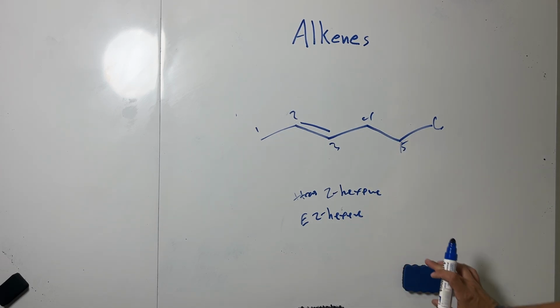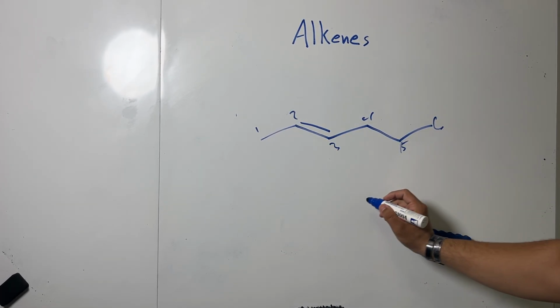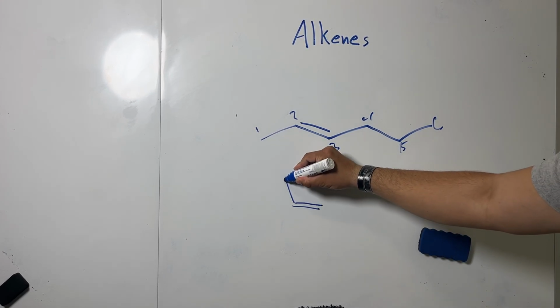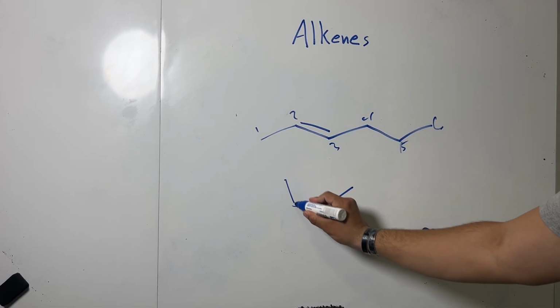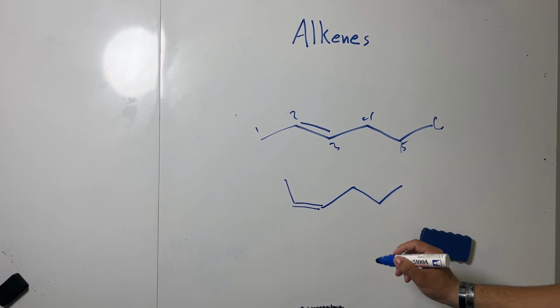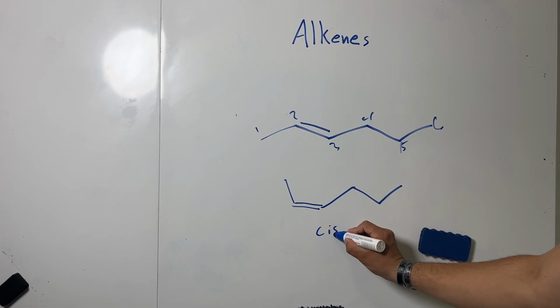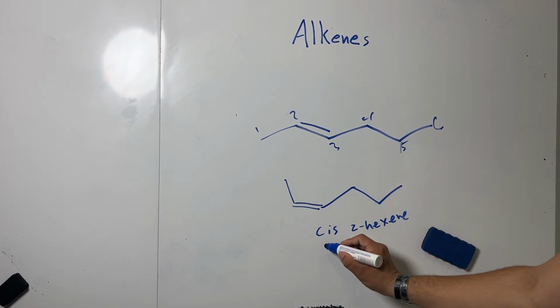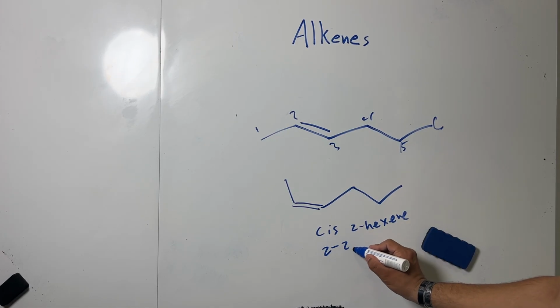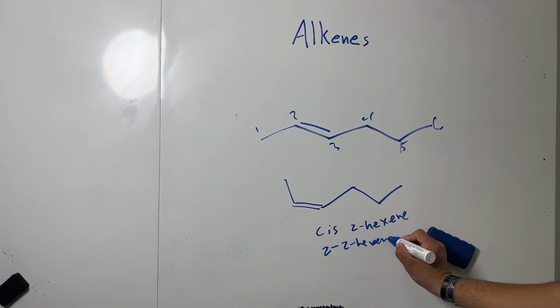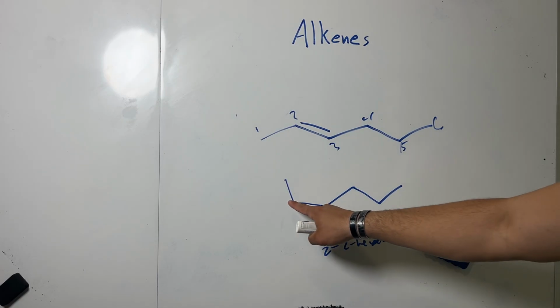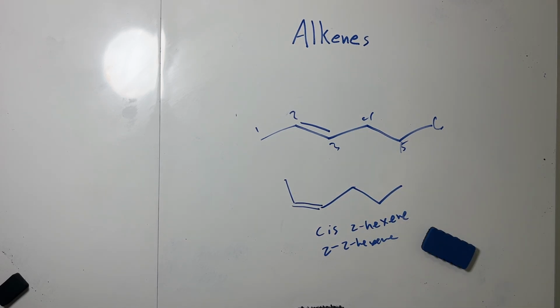Because now we can draw the cis one real quick. What would the cis one look like? So we draw this the same way, where we have a double bond here, except now they have to face the same way, like this. So we have 1, 2, 3, 4, 5, 6. This would be cis-2-hexene, or if you're using Z nomenclature, you'd call this Z-2-hexene. And it's important to note that this is for when you have only one substitution on either side. It's pretty easy to call that.